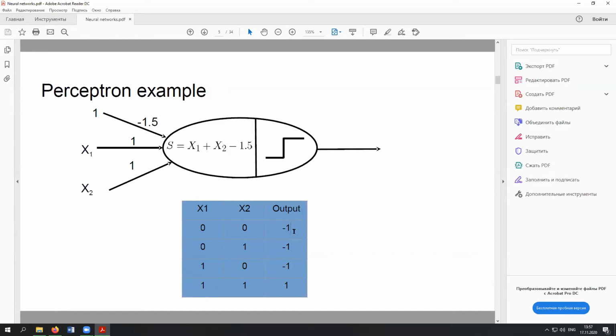well, that's not correct. I'll write it here. Let's find out what we will have. If we have 0, 0, then we will have minus 1.5. If we have 0, 1, we will have minus 0.5. If we have 1, 0, we will have minus 0.5. And if we have 1, 1, we will have 0.5. So here we get only the signs of these values.